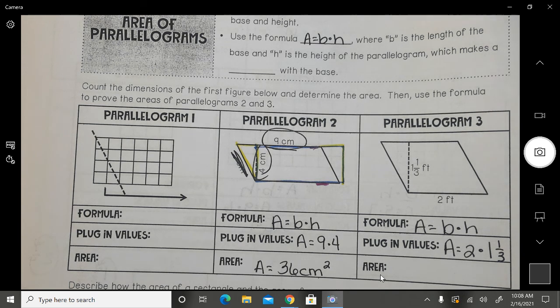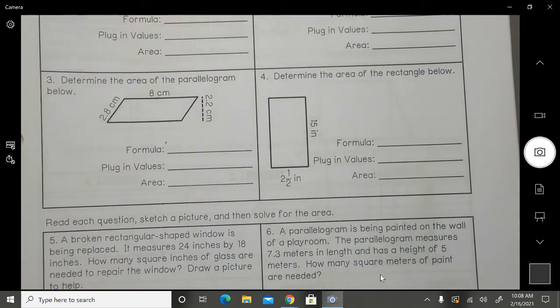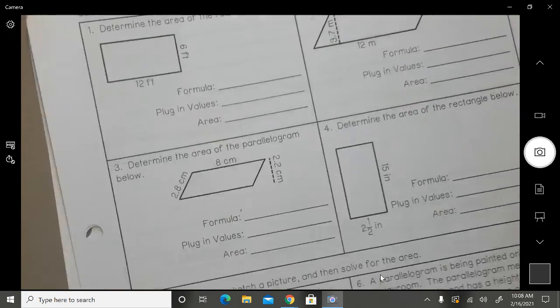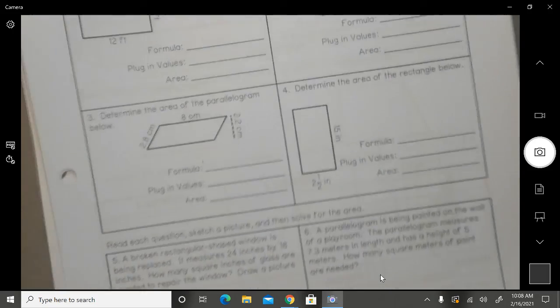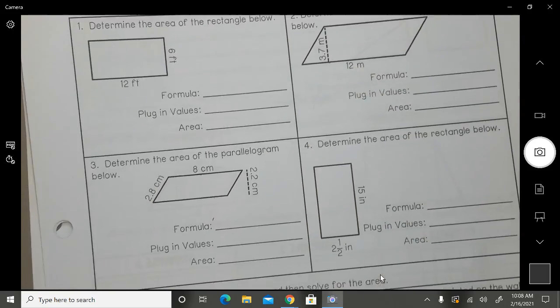Okay? Tonight, what I need you to do are these 6 problems. This is your homework tonight. I'm going to be looking at them tomorrow. Okay? That's your homework tonight.